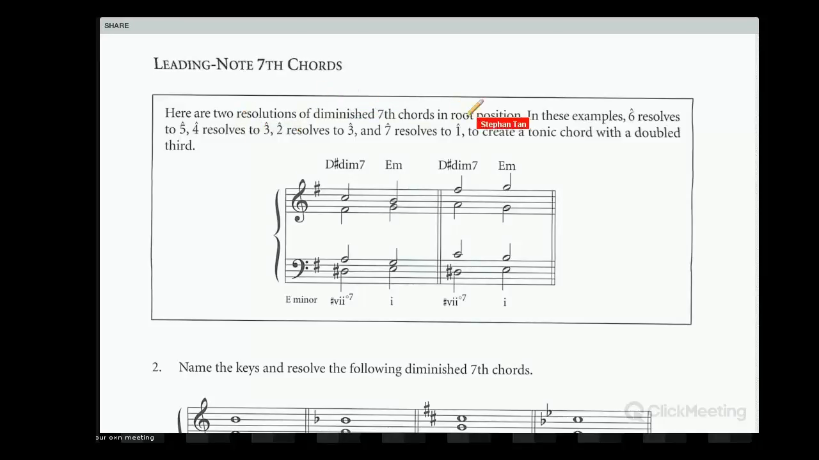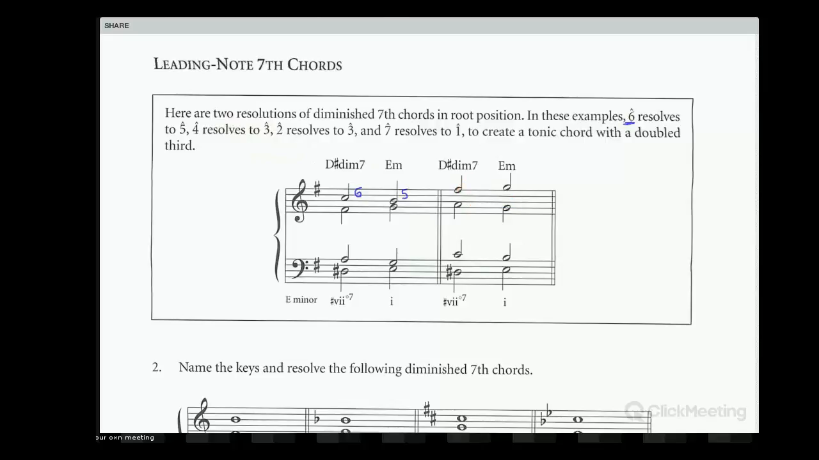Here are 2 resolutions of diminished seventh chords in root position. In these examples, let's look for degree 6. In E minor, degree 6 is C, and it's here. So 6 resolves to 5. So 6 to 5. 4 resolves to 3.